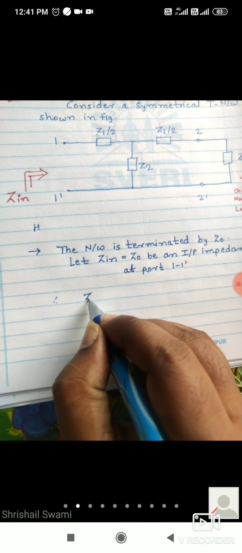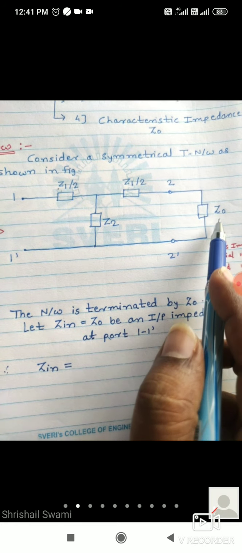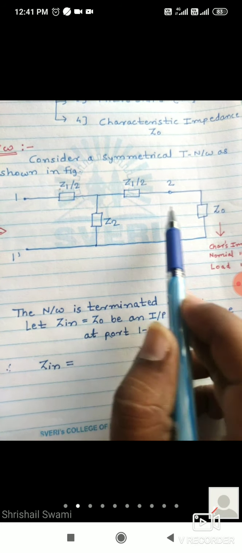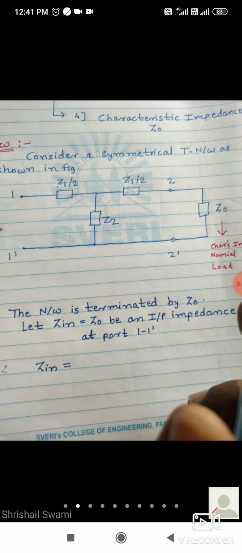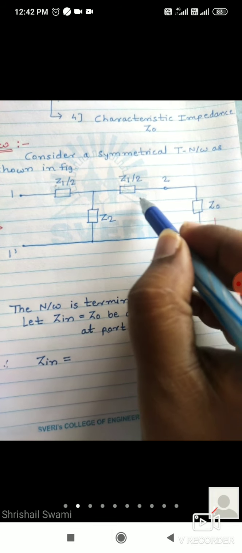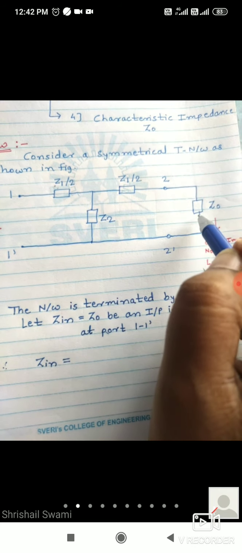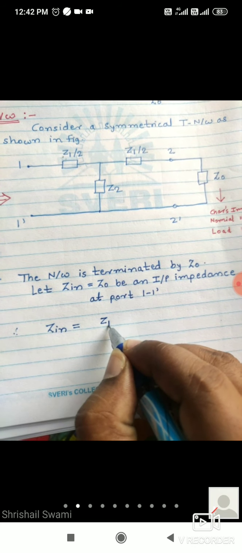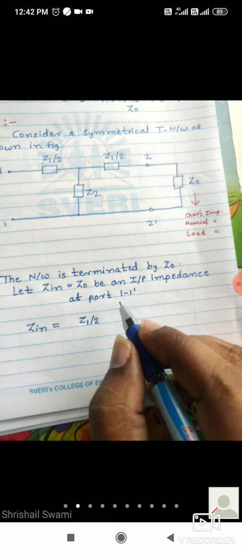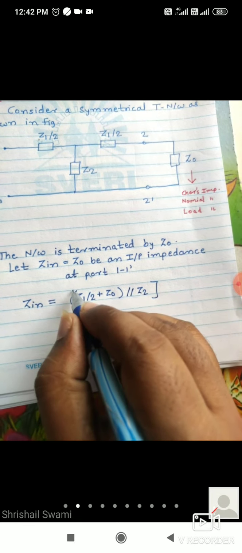So first of all, what will be the formula or equation for Zin? Z0 and Z1 by 2, these two are connected in series or parallel? Because the same current is flowing through both, these two are connected in series. So Z1 by 2 plus Z0. This is the series combination. This series combination is in parallel with Z2, and that is in series with this Z1 by 2.